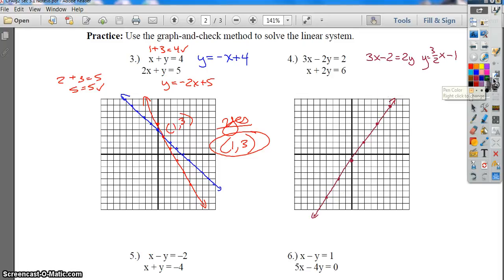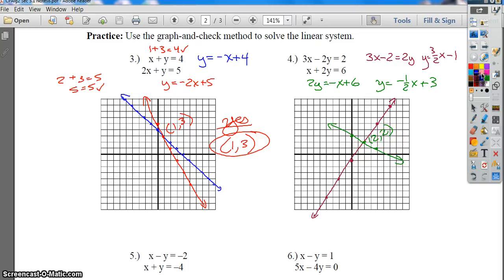Let's go ahead and do the bottom one. So this will be 2y equals negative x plus 6. I'm going to divide by 2. This is negative 1/2 x plus 3. So let's start at 3 here. I'm going to go over 2 down 1. And there's my intersection. Okay, so that would be 2, 2.